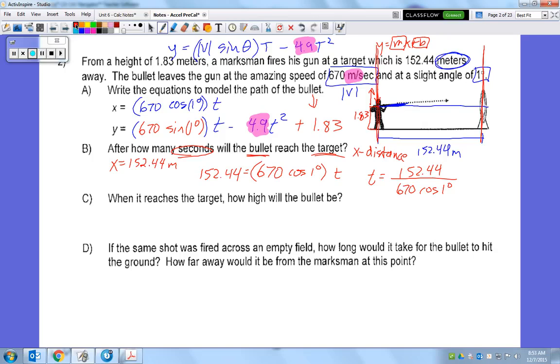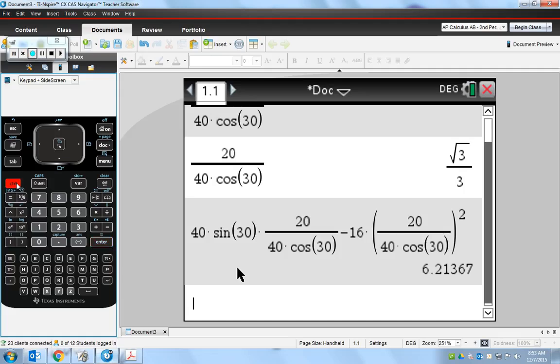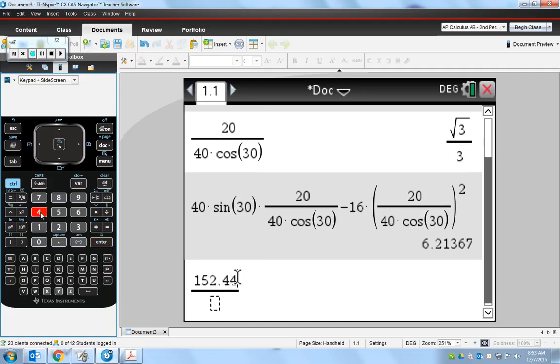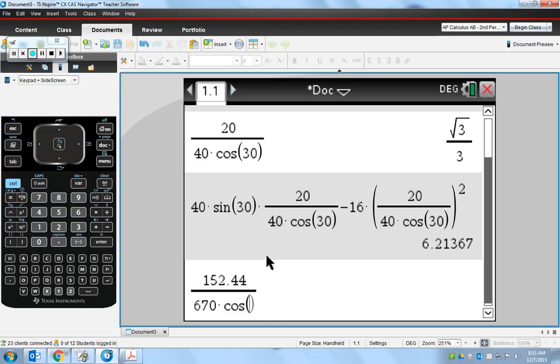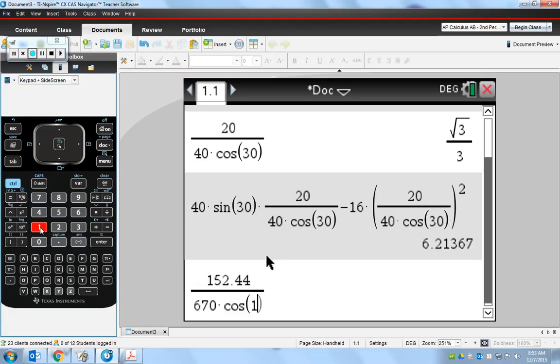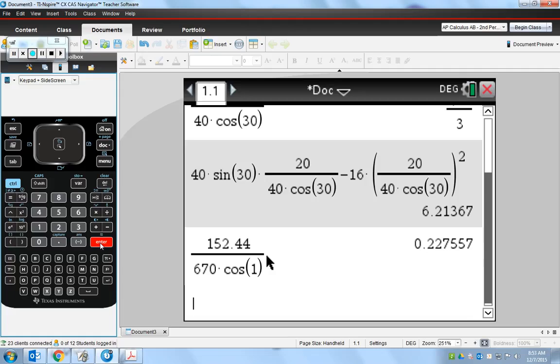Alright, when you divide by this, it should give you the time, so we'll do that really quickly. So 152.44, control divide, and it's going to be divided by the 670 and then the cosine, so 670 times the cosine of 1. Again, I am still in degree mode, so I'm good to go. And I'll press Control Enter, and the answer comes out to about 0.227 or 0.228.